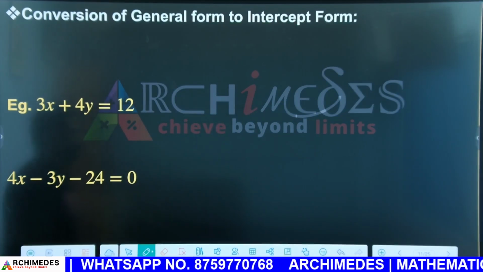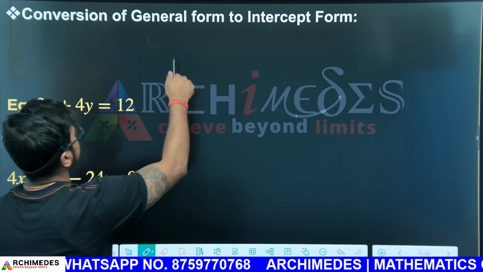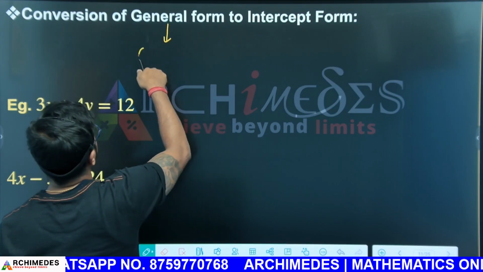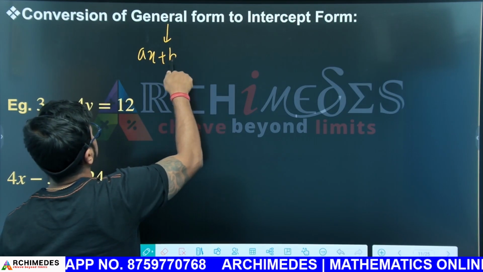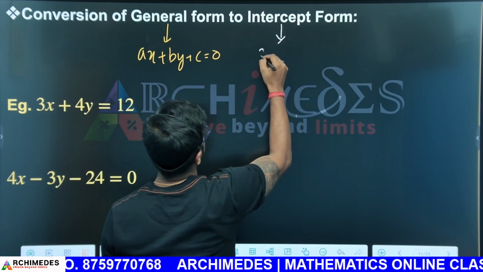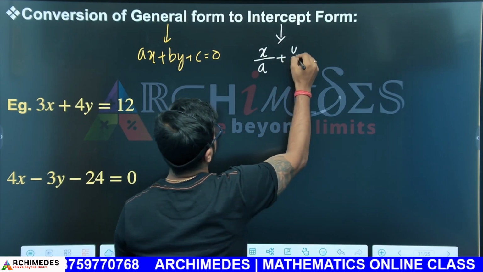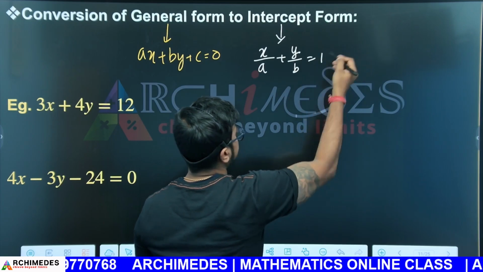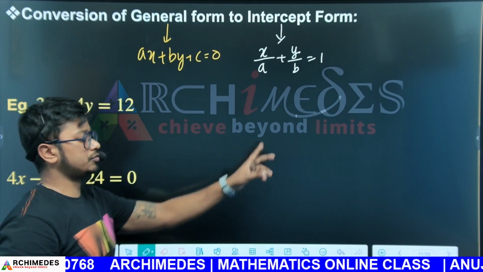Next is conversion of general form to the intercept form. Once again, the general form is, as you know very well, ax plus by plus c equals 0. And what is the intercept form? The intercept form is x by a plus y by b equals 1. We see that the right hand side should be the constant term, and it should be 1.